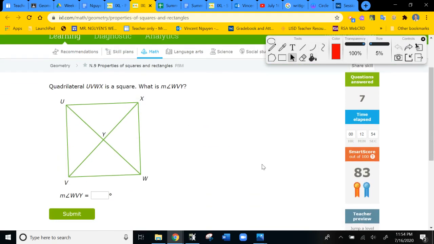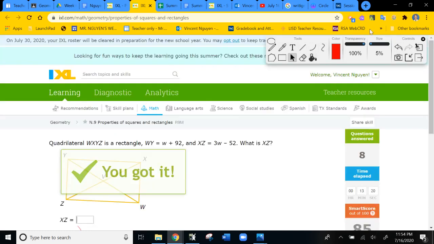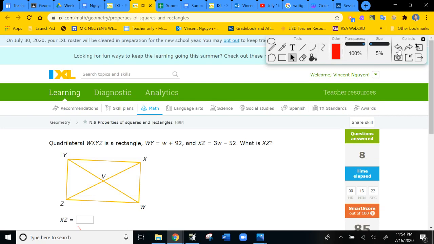Let's see what this one is. This one's talking about angles. Let's do some angle problems. WVY. Oh, they want this angle again, and this is a square. We've done this one. It's 45 degrees. So, okay, that's too easy. It's getting too easy. I think I'm going to skip so that we can be in the challenge zone, okay? 45 degrees. Go to the challenge zone because these are just repeating.